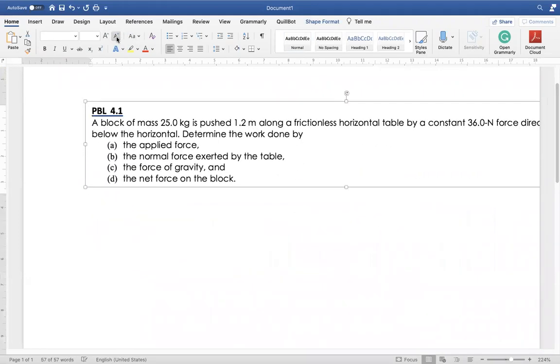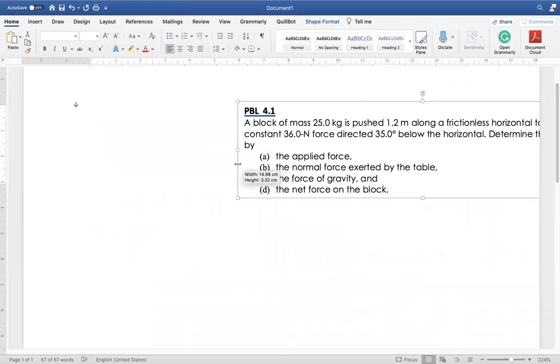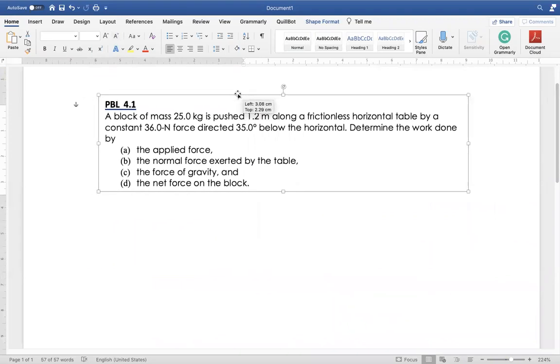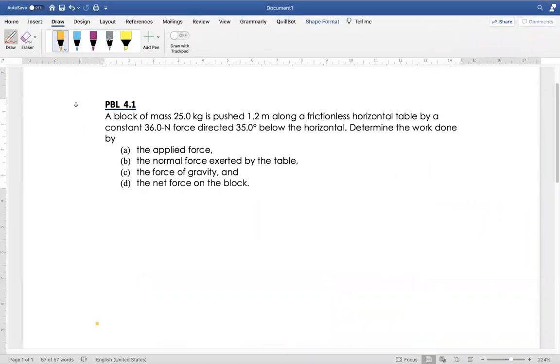Okay, let's take a look at the question. Wait, wait. Why is it like this? Okay. So a block of mass is pushed. So the mass is 25 kilograms. Pushed 1.2 displacement. Yes, we already identified our displacement. Along a frictionless horizontal table. No friction.